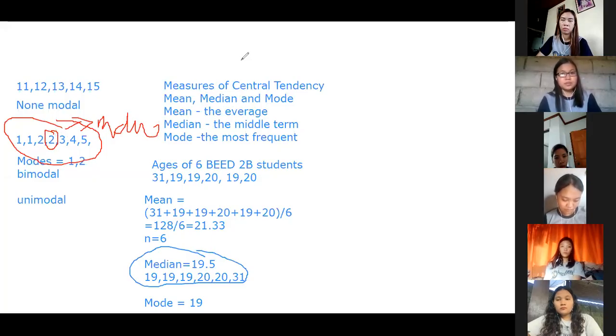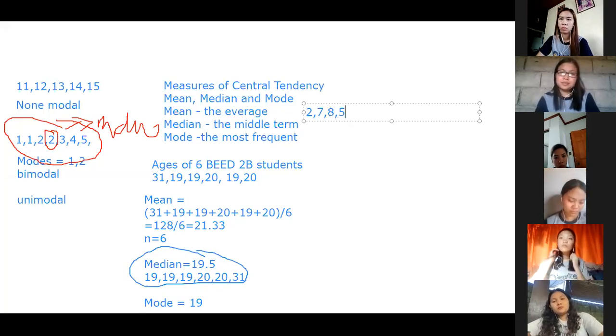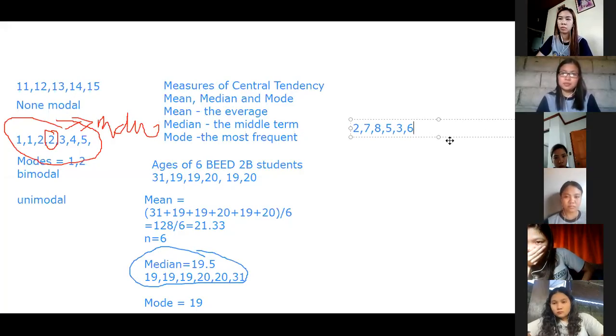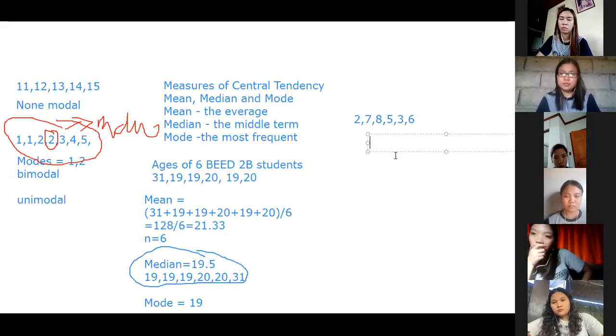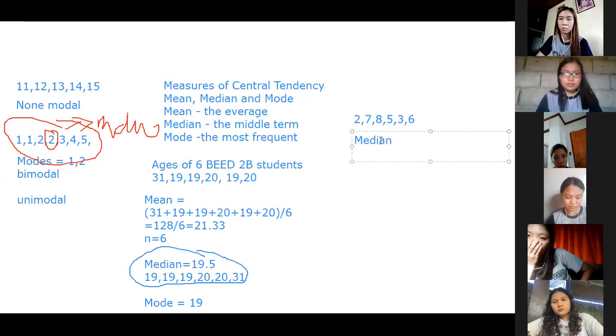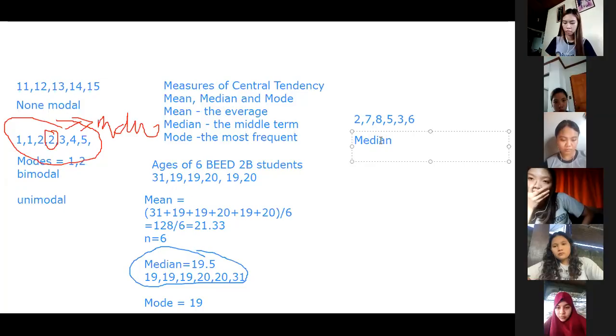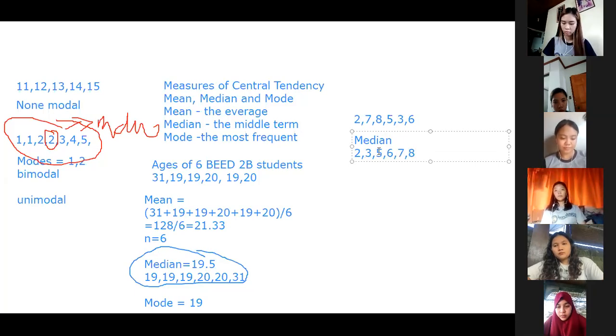Pero, kung nagkataon nga, for example, ang set of scores natin ay even. Halimbawa, we have 2, 7, 8, 5, 3, 6. Paano tayo makakakuha ng median? So, ang first step natin, i-arrange natin yung scores na yan mula sa pinakamababa hanggang sa pinakamataas, no? Ang lowest ay 2. Sumunod sa 2 ay 3. Then we have 5. Then 6, 7, and then 8. 6 sila. So, ibig sabihin, ang gitna natin 5 and 6.